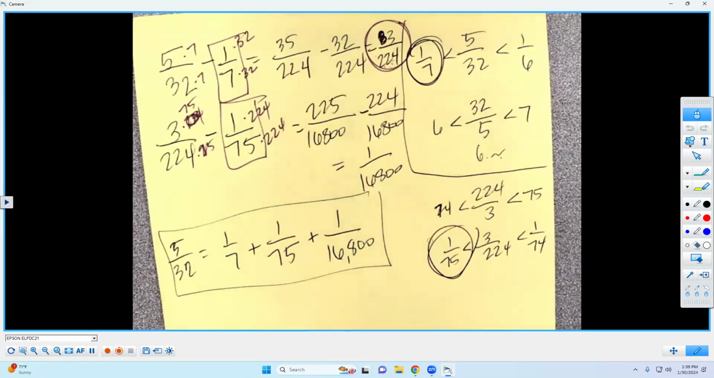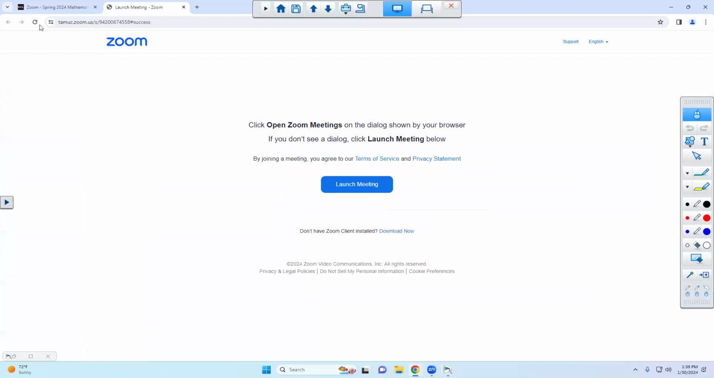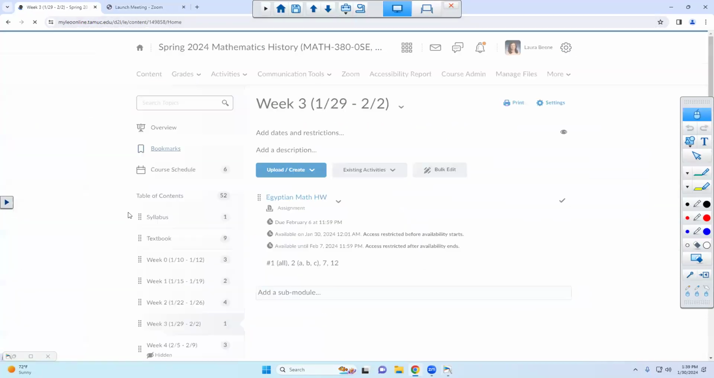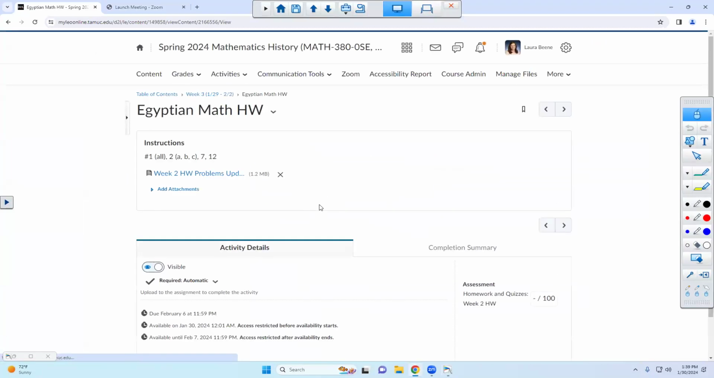So your homework today, let me show you the homework. It is under week 3. It's called Egyptian math homework, because I was trying to come up with operations and fractions or whatever, so I just called it math. So all of number 1, 2, A, B, and C, 7, and 12. And here is the textbook.